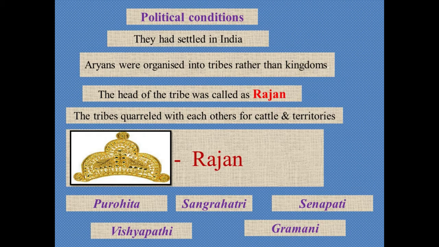Rajan was elected or selected by the people. To assist him in administration, he had the Purohita, Sangrahitri, Senapati, Vishayapati and Gramini. So these were the members who assisted the king in his cabinet. It was a limited government or limited cabinet that the ruler had in the early Vedic period. In the later Vedic period, you can see tremendous changes. But during the early part of Vedic civilization, this was the kind of political condition that prevailed.